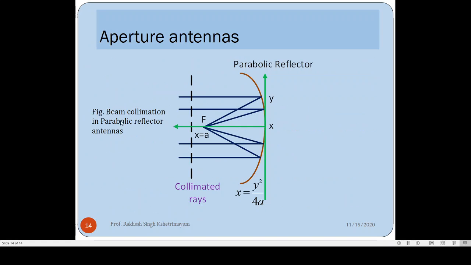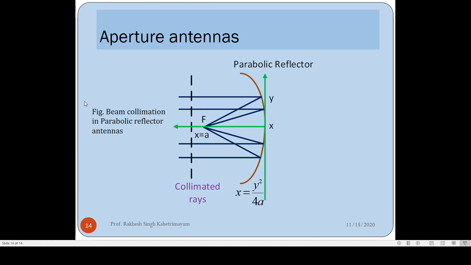Let's look at it. These are the parallel rays which are coming to a parabola. This is a parabolic reflector, and it has the equation of a parabola, x is equal to y squared by 4a. This distance here is a. So the equation is x is equal to y squared by 4a. This is the parabola we are considering. This is a parabolic reflector which is made of metal. This is our x-axis, this is the y-axis. So the equation x is equal to y squared by 4a is the equation of this reflector, which is shown here.